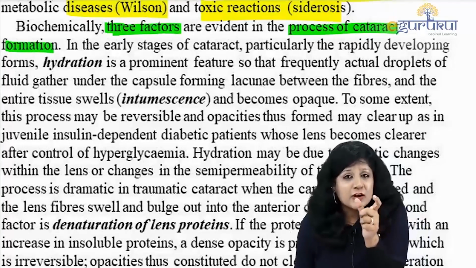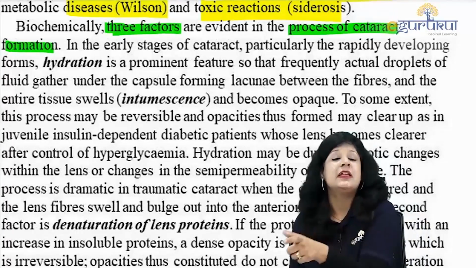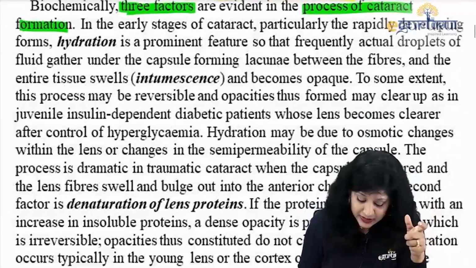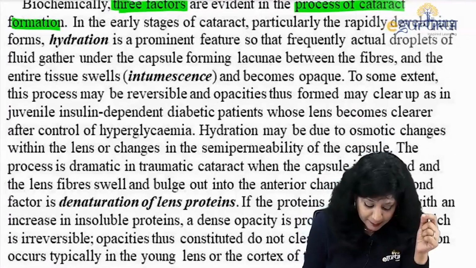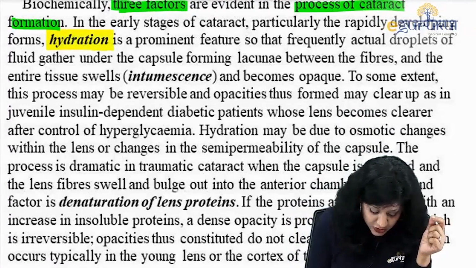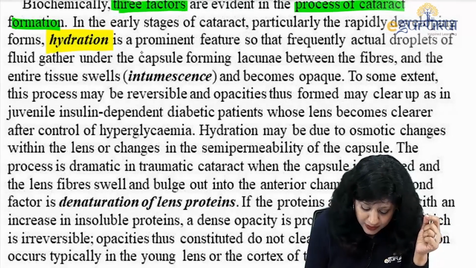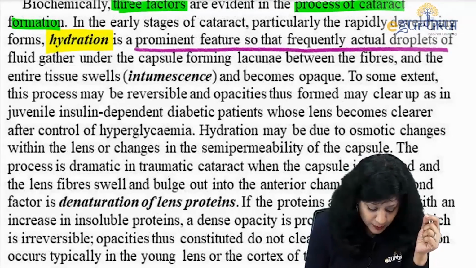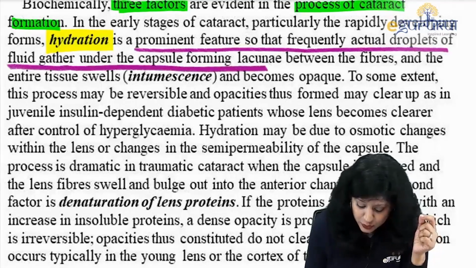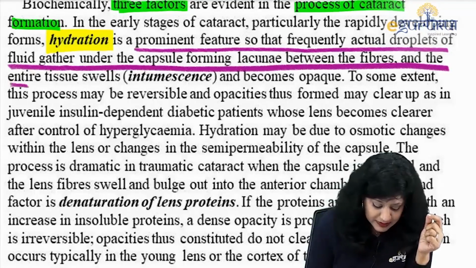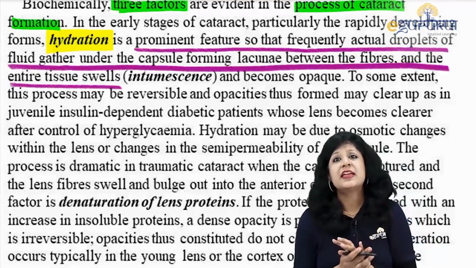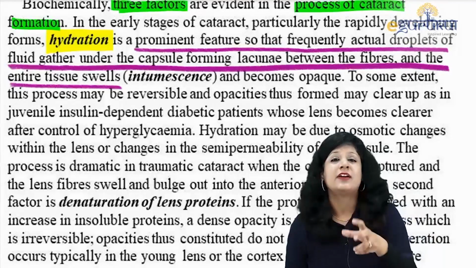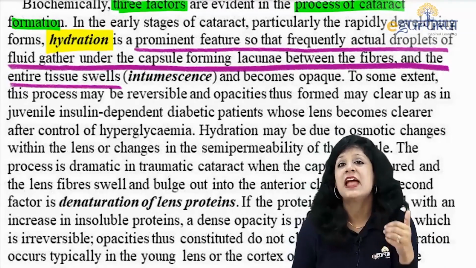So let's find out the common things which are happening in all the cases of cataract. In the early stages of the cataract, particularly the rapidly developing, one is your hydration. Hydration is a very prominent feature, so that frequently actual drops of the fluid gather under the capsule, forming a lacunae between the fibers and the tissue swelling. So they say that in every type of cataract, in one way or other, we were having hydration.